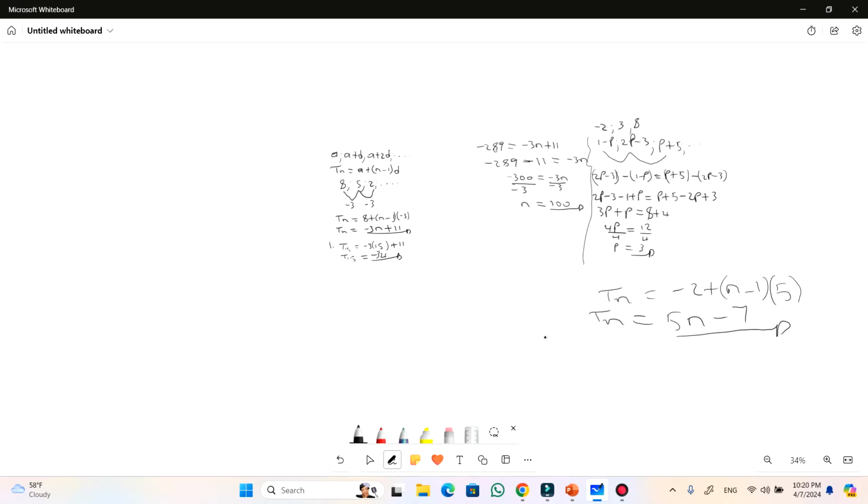So the question here says to determine the value of the first 3 terms of the sequence. Now we have already answered that question, because we have just substituted the value of p to get our 3 terms, which are negative 2, 3, and 8. So that is our first 3 terms of the sequence. So I think we're done now.